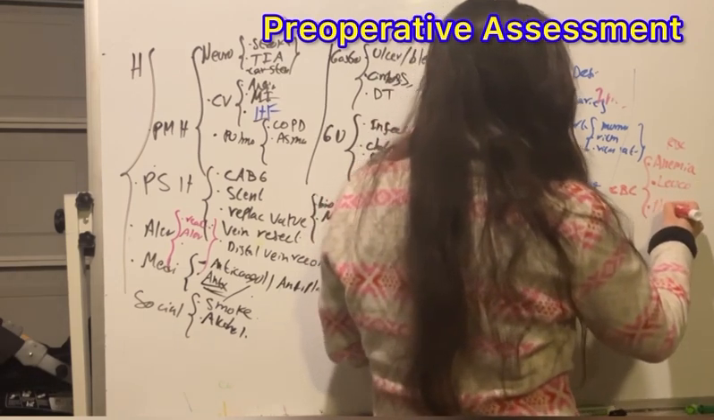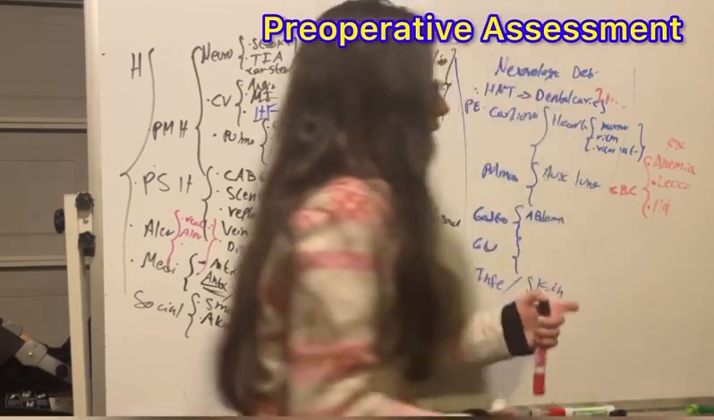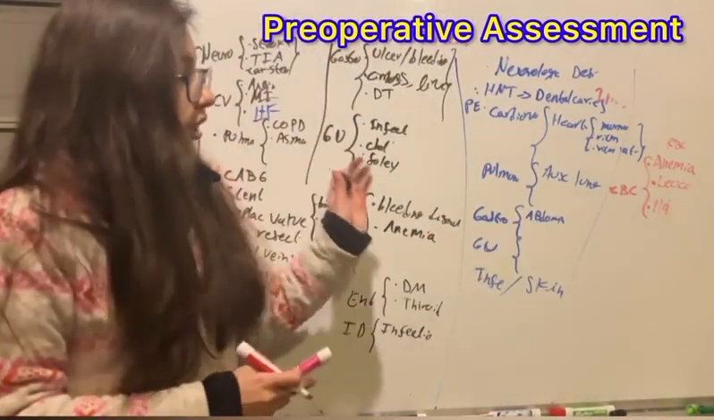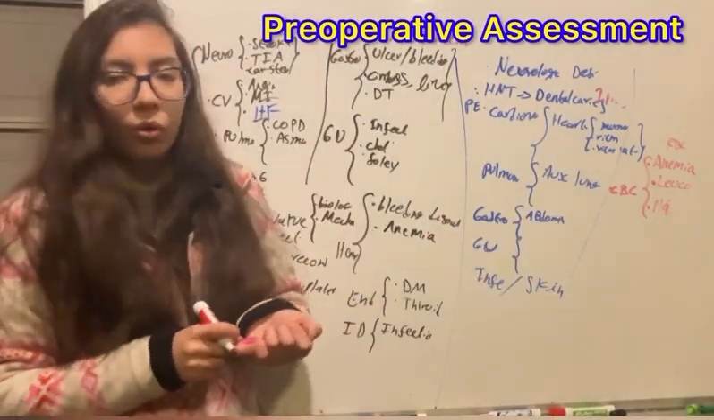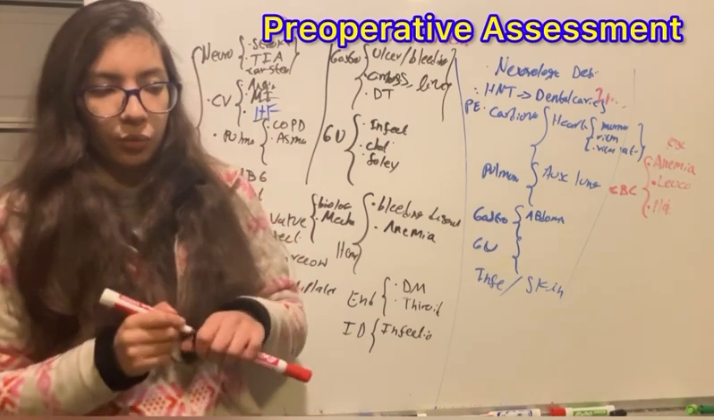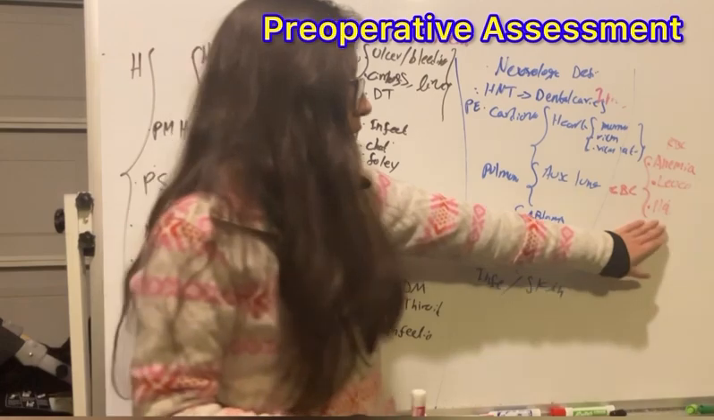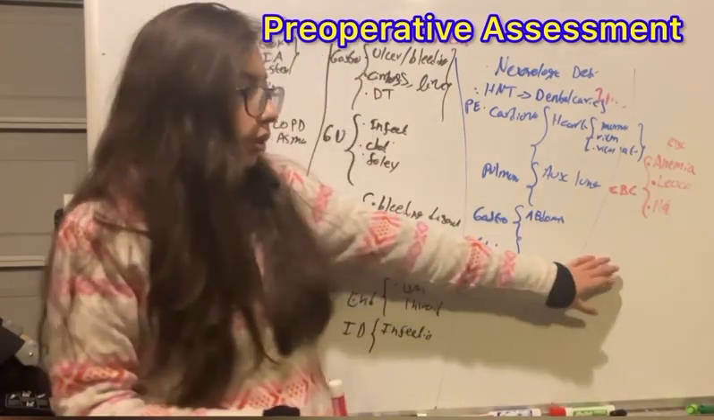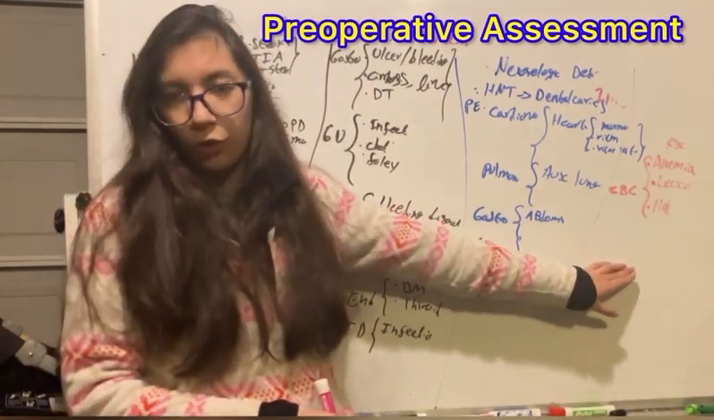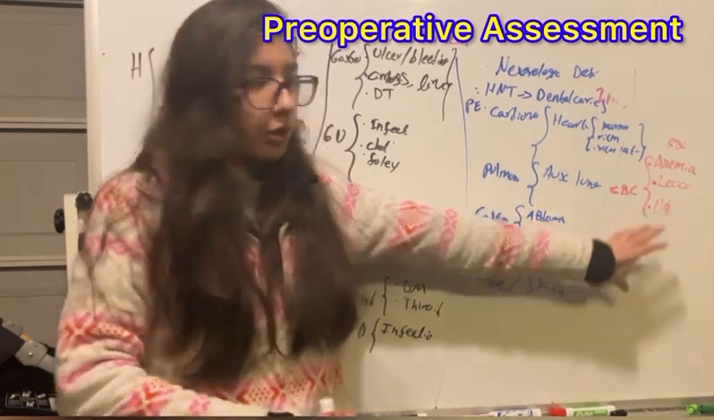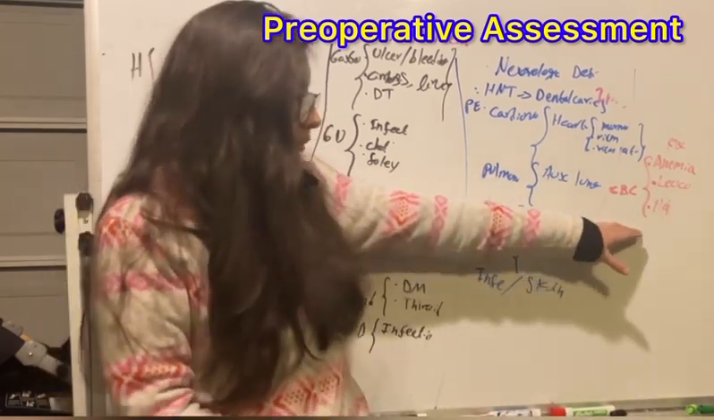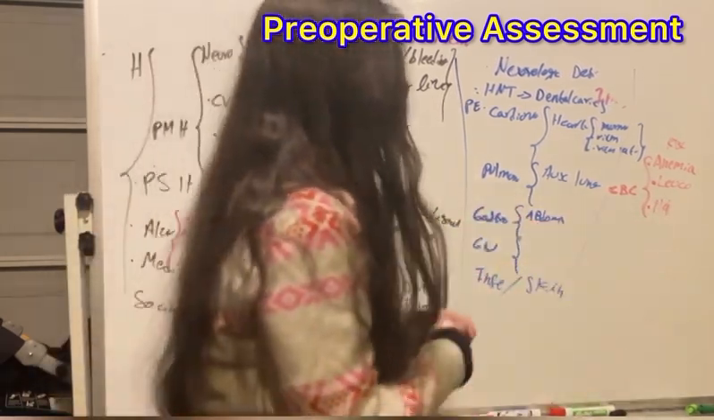also platelet count, because of the risk of bleeding, because all the patients that will undergo cardiac surgery are going to be on heparin. So risk of bleeding, we need to evaluate the platelets. Also, heparin-induced thrombocytopenia is a complication of heparin. So we want to know the baseline platelets of the patient.